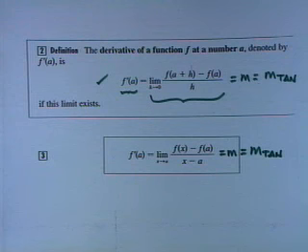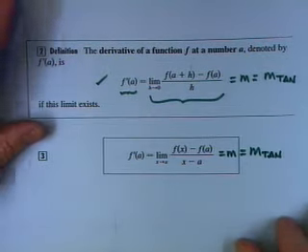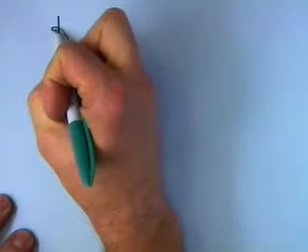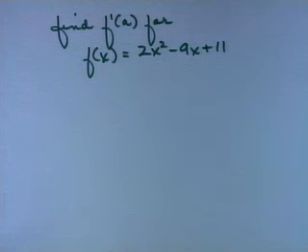So an example, let's find the derivative. Let's find the f prime at a for this function, 2x squared minus 9x plus 11. So we know what that is. We know it's a parabola. We know the parabola opens up, and we know it's a little skinnier than the normal y equals x squared parabola because of the 2 in front of the x squared.